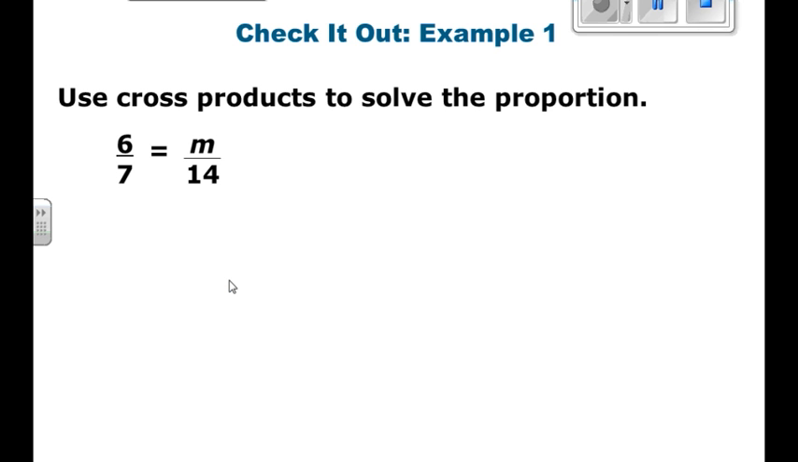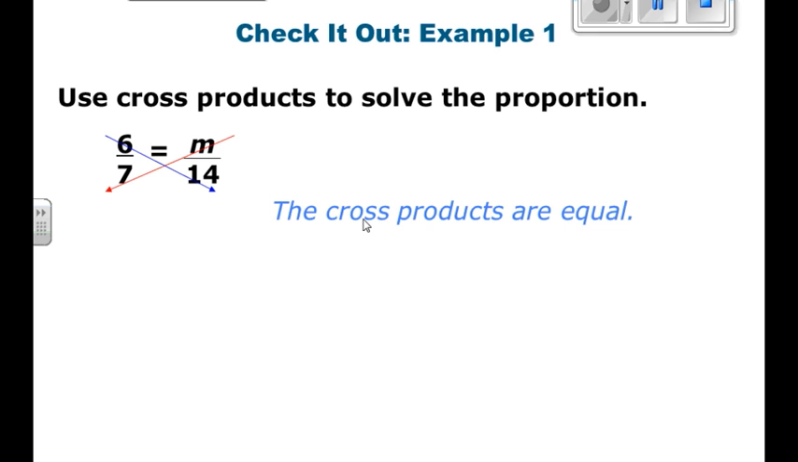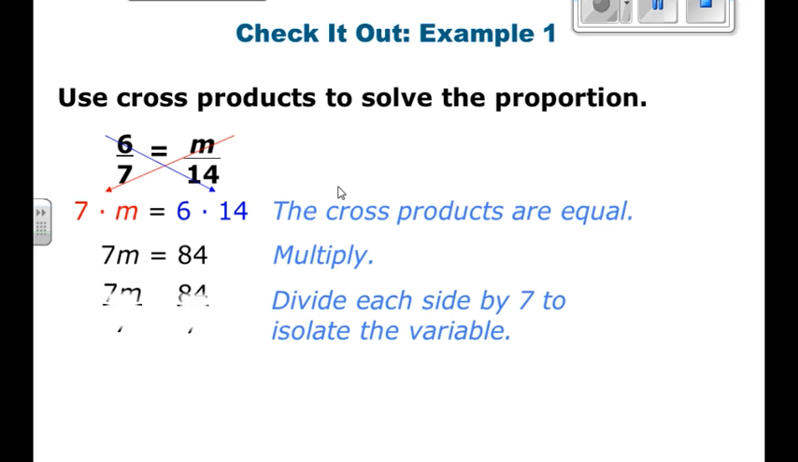Okay. Now we're going to do the same thing. We're going to use the cross products to solve this proportion. So we're going to take the M times 7 and the 6 times 14 because we know that the cross products are equal in a proportion, and this is telling us that they are proportional. That's what the equal sign tells us. So 7 times M is 7M, 6 times 14 is 84. We know that to solve this, we divide both sides by 7, and we get M equals 12.